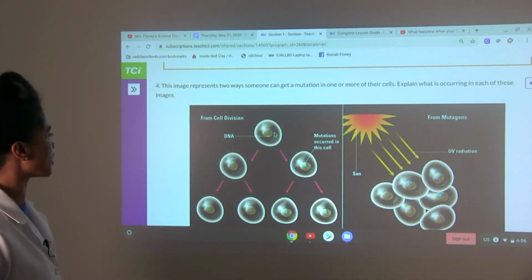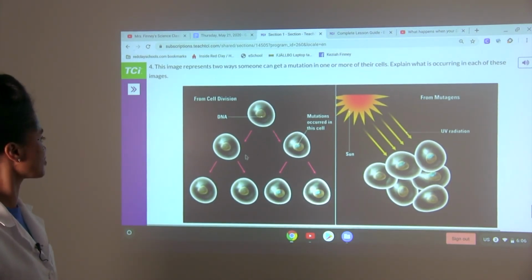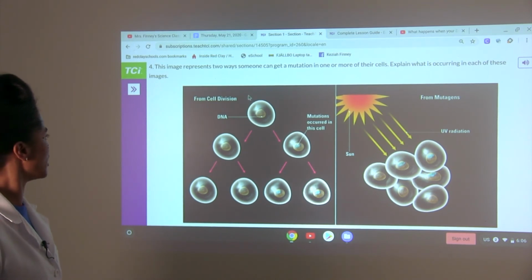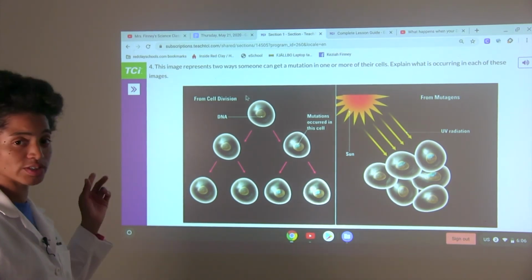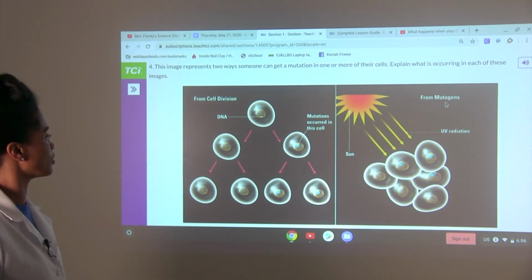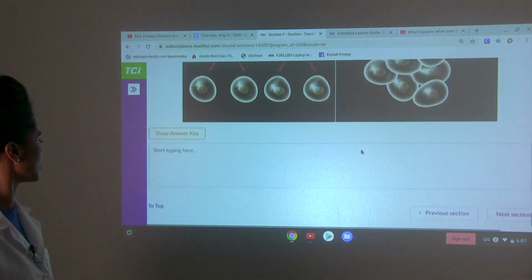All right. Number four, this image represents two ways someone can get a mutation in one or more of their cells. Explain what is occurring in each of these images. In your own words, what's happening if someone receives a mutation from cell division? And what happens if someone receives a mutation from mutagens?